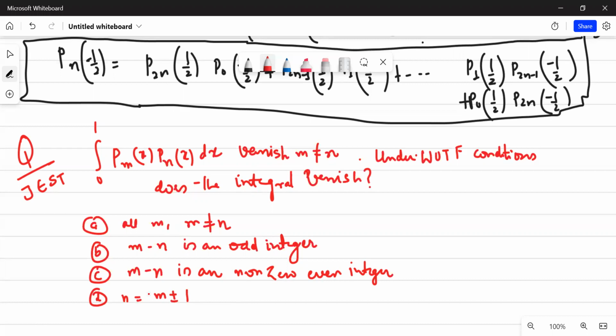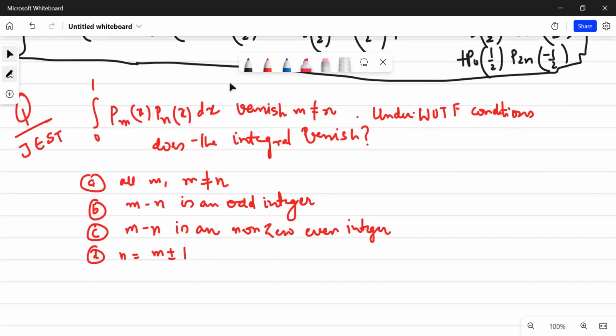So this is what has been asked. I think this is a quite recent question. So they're asking you, under which of the following conditions does this integral vanish? And instead of -1 to 1, now they've given you 0 to 1 of Pm(x) Pn(x) dx. And they want to know for which of the following conditions does this vanish? Are you getting my point or not getting my point? Is that clear or not clear?